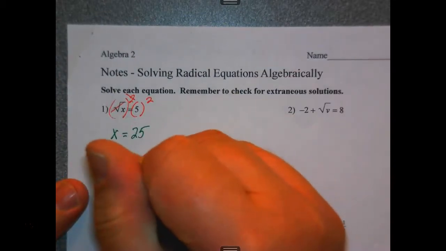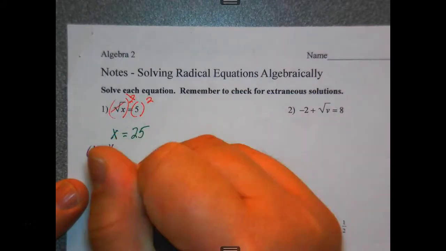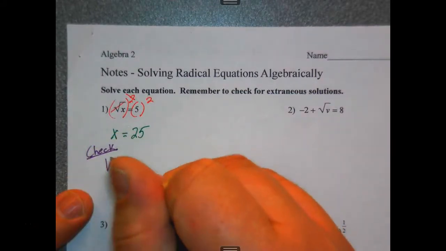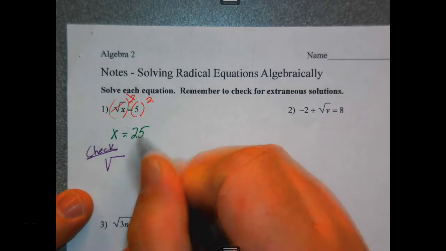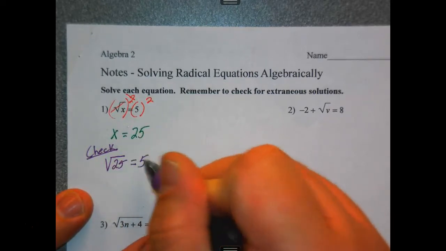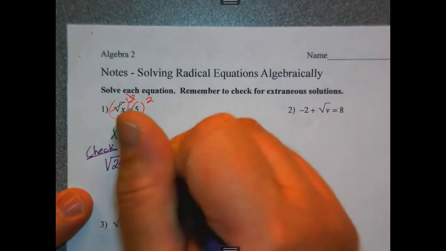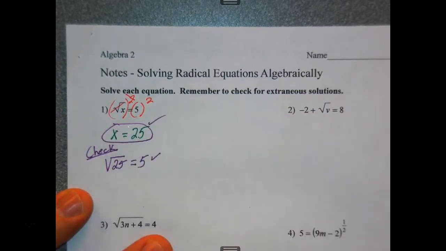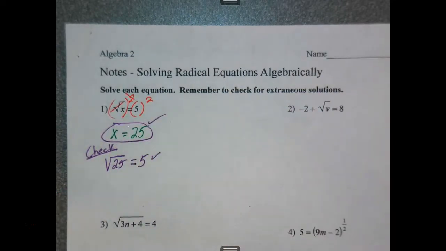So I go back to the original equation. I know x is 25, so I'm going to plug it in. Does the square root of 25 equal 5? Well, it indeed does, so I know that this checks. Number 2.